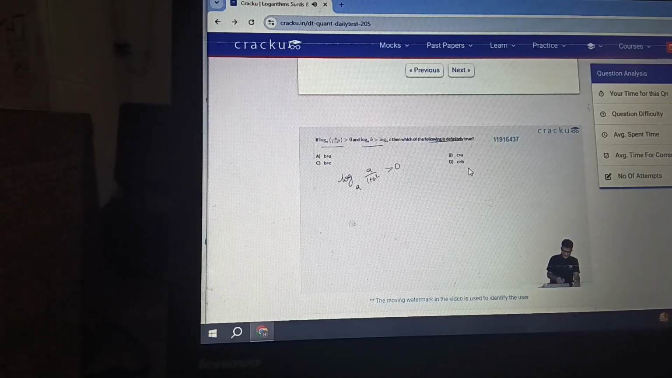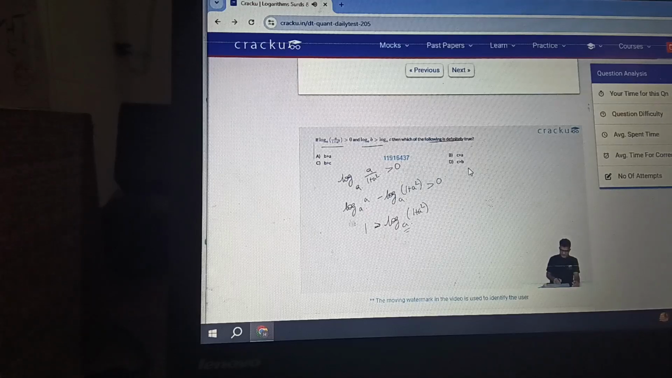What this would imply is that log of a to the base a minus log of 1 plus a square to the base a is greater than 0. Log of a to the base a is 1. So this would imply that 1 is greater than log of 1 plus a square to the base a.